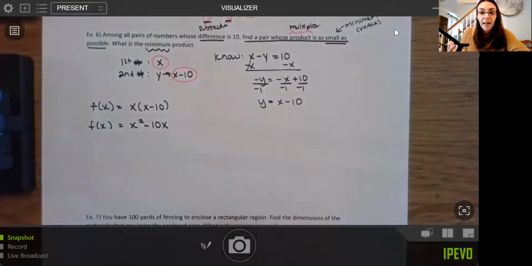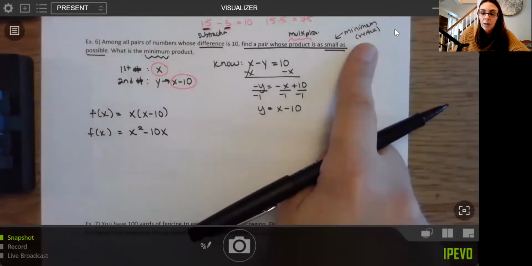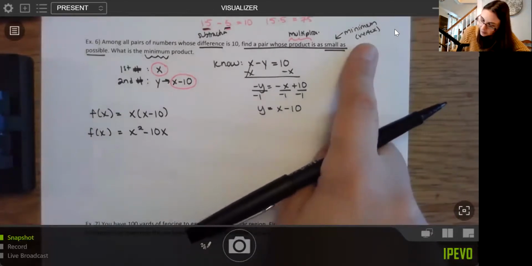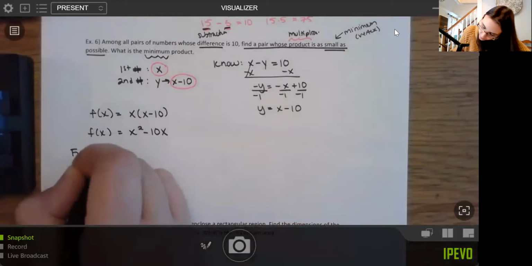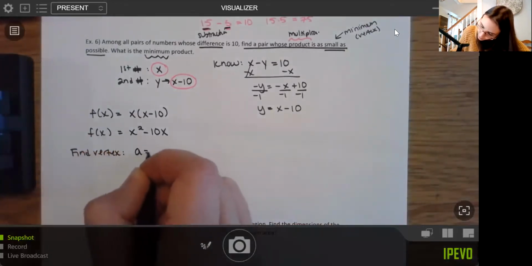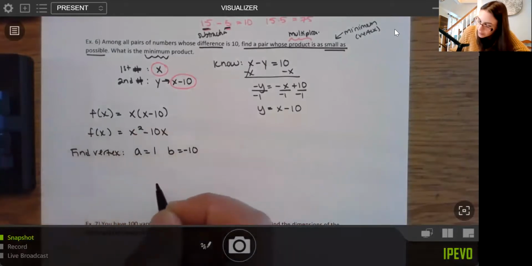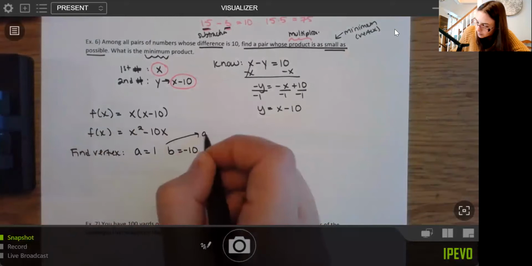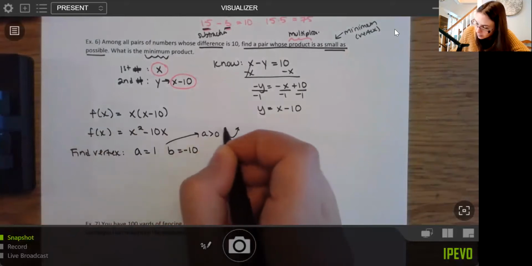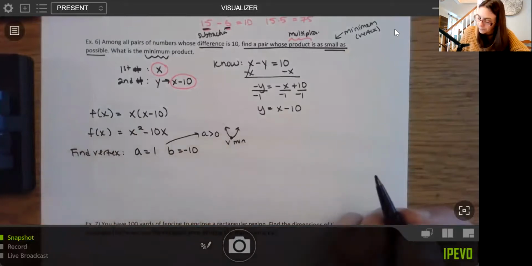So I have a quadratic here, and I know that the minimum value is going to be found at the vertex. So that's maybe my next step. I'm going to find the vertex. So my a value here is going to be 1, and my b value is -10. Because my a value is 1, my graph is going to look something like this. So I know that that vertex is going to be that minimum value that I'm looking for.